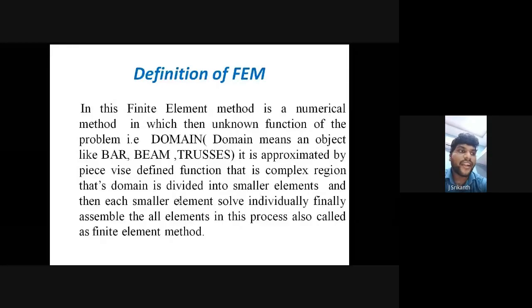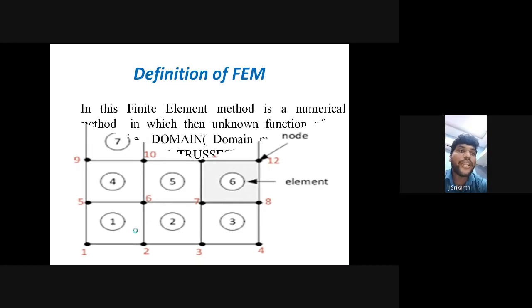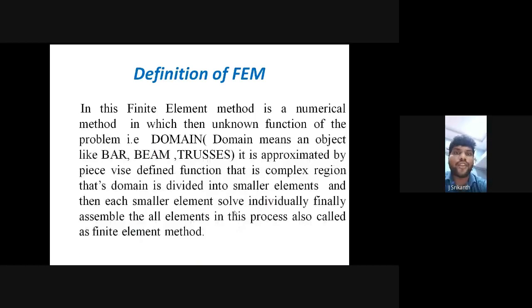Divided into smaller elements, and then each smaller element, for example each brick, each smaller element or each brick is solved individually. Listen carefully. Each smaller element is solved individually, and finally all the elements are assembled in the process. It is also called the finite element method. For example, just listen carefully.